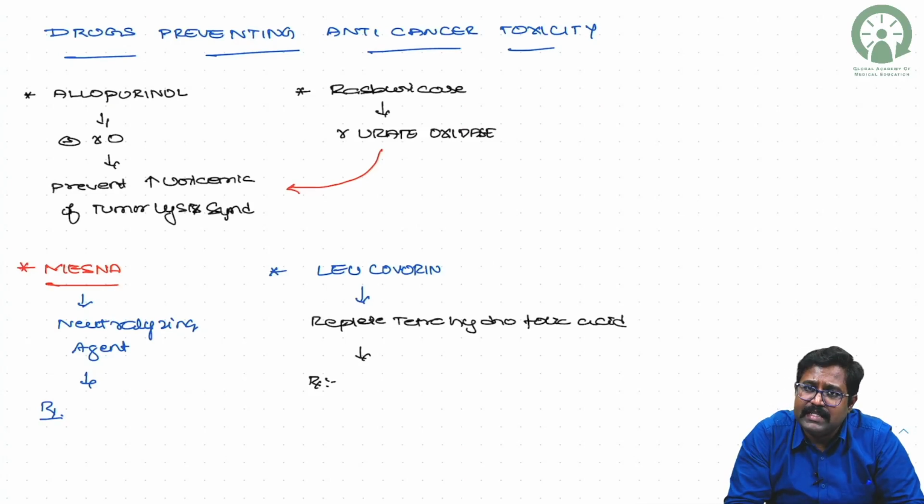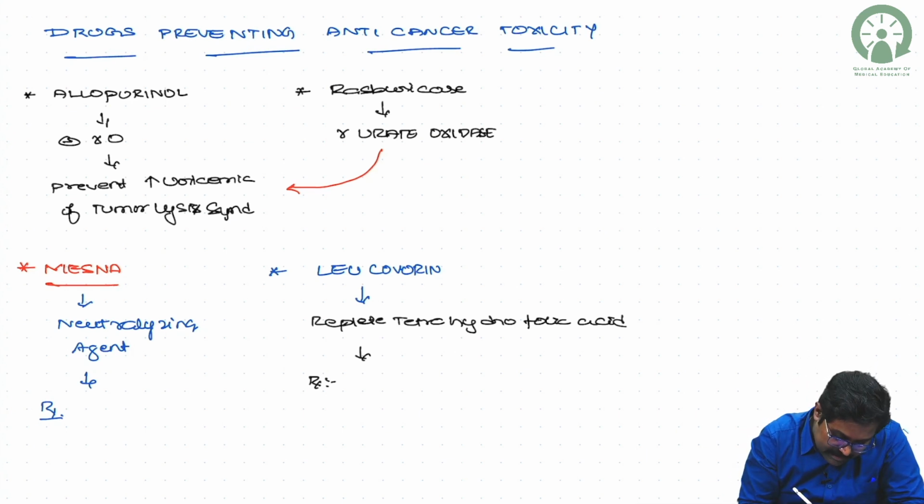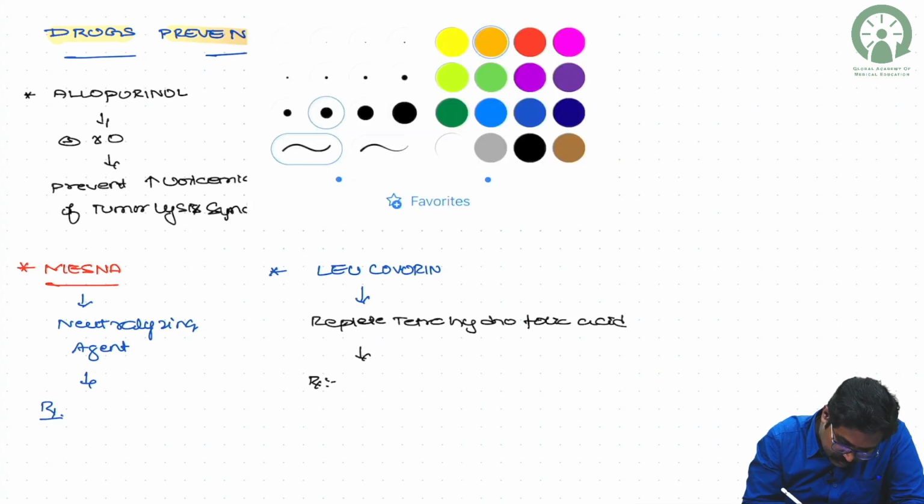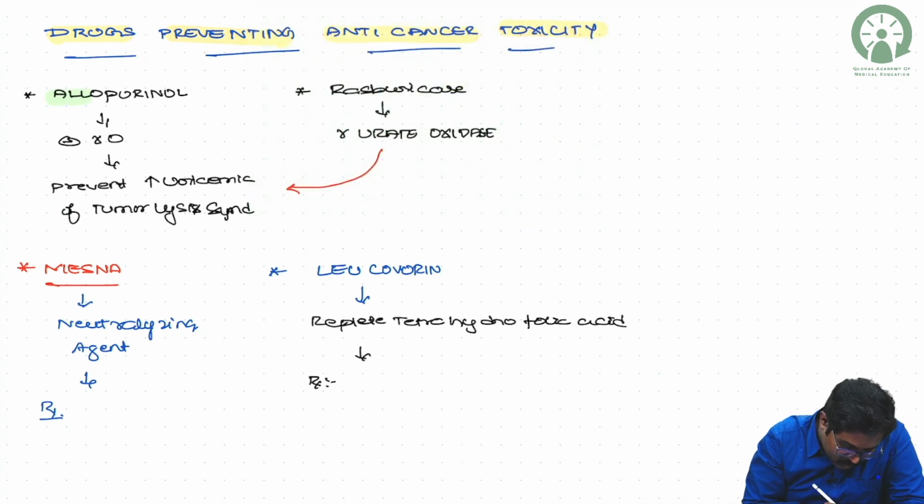In this session, let us learn about what are all the drugs which can be used to prevent the anti-cancer drug-induced toxicities. So, let us learn about the drugs used for preventing anti-cancer toxicity. First, we have allopurinol.